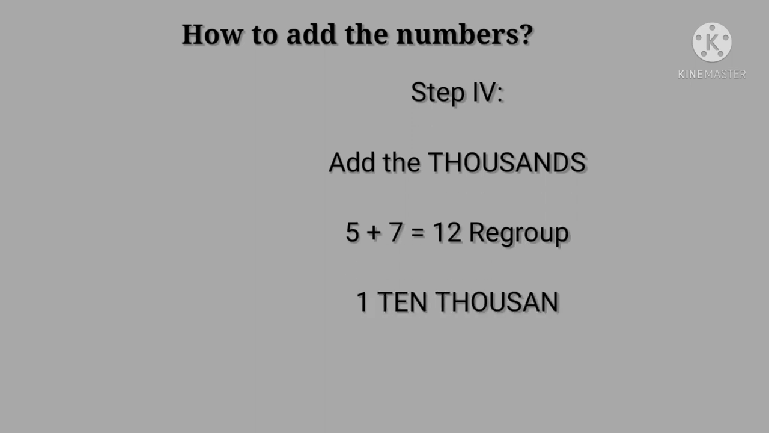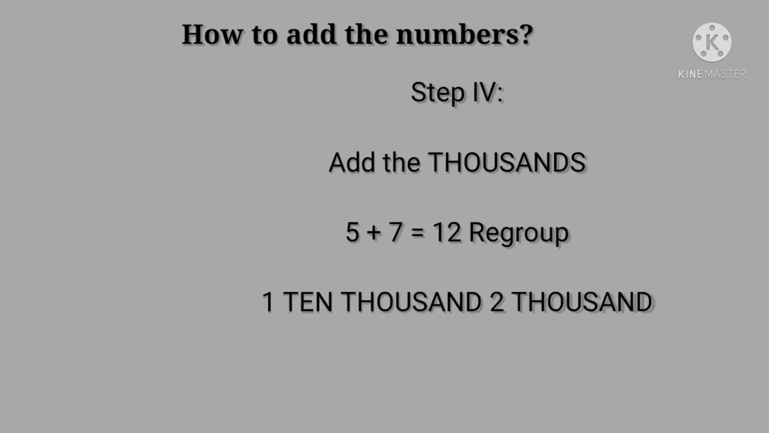So 12 regroup, 1 ten-thousand and 2 thousands. So here we have to add like this. The resultant will be 12,274. Next one is subtraction.